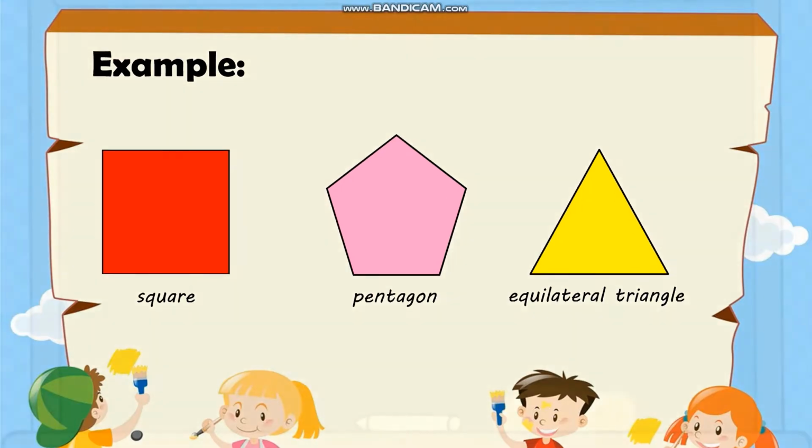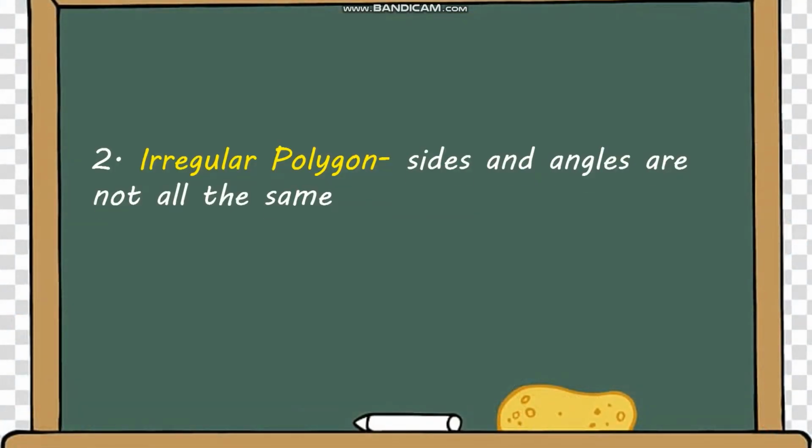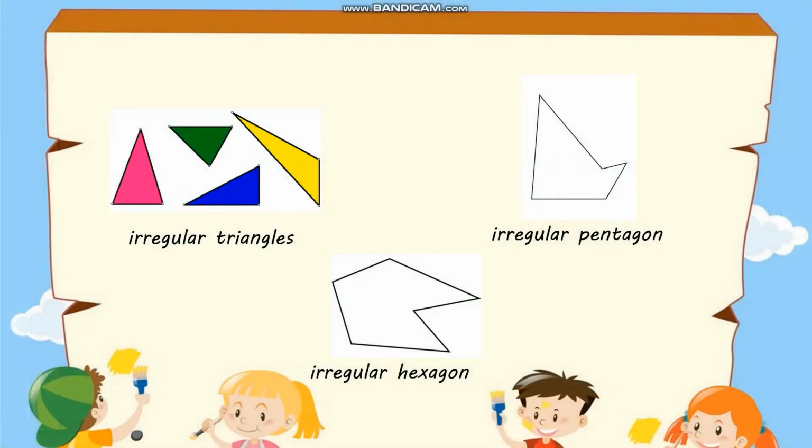Another one, 2D shapes can also be irregular. When we say irregular, sides and angles are not all the same. So for example, we have the irregular triangles. These are triangles, but their sides and angles are not of the same measurement. This is also a pentagon. Why did we say that it's a pentagon? Because it has 5 sides. This is a hexagon, but it is irregular. But it is a hexagon since it has 6 sides. Okay, so we call this irregular polygons.